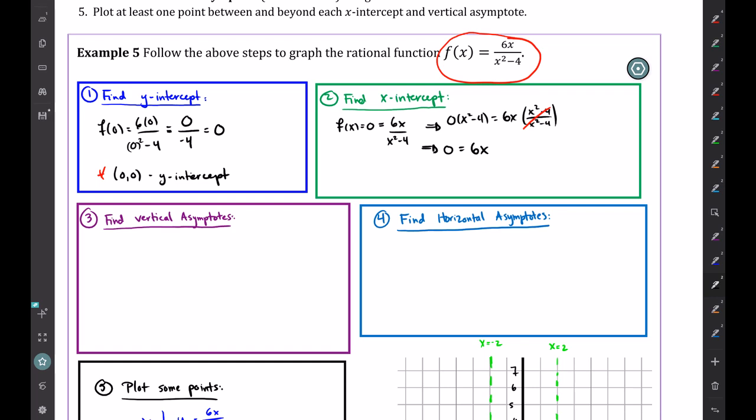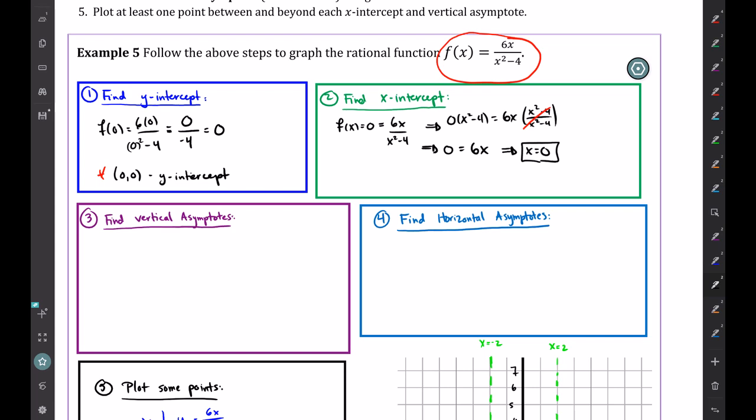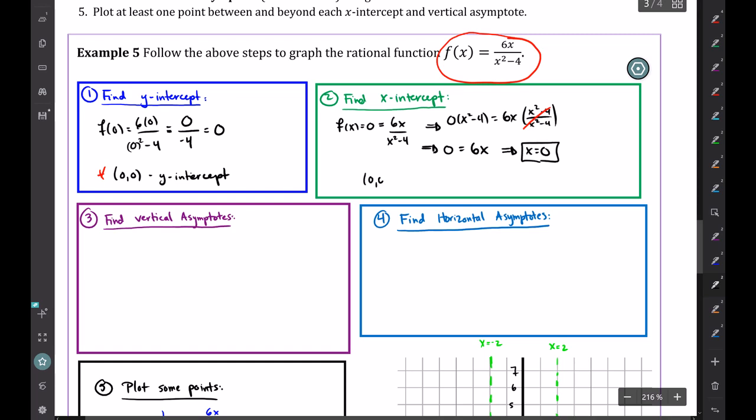Divide both sides by 6, and you'll get that x equals 0 is your x-intercept. If we thought about it, we could have just said the x-intercept is going to be the same as the y-intercept because it's (0, 0) in this case. But this is the surefire way of finding the x-intercepts. So there again, the takeaway is that (0, 0) is the x-intercept as well.